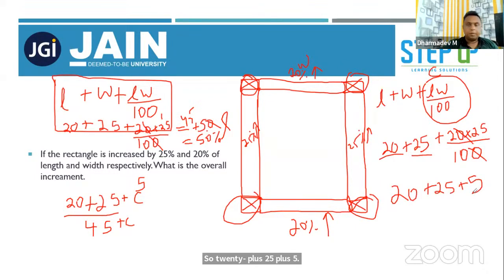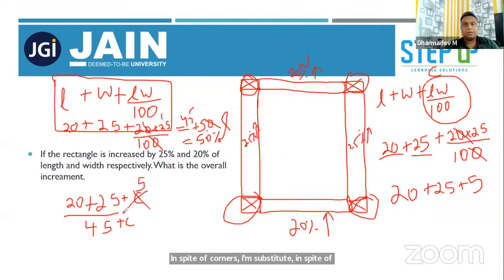20 plus 25 plus 5. So in spite of C, it is just 5. No 5C, it's just 5. In spite of corners, I'm substituting. In spite of C, I'm writing 5.